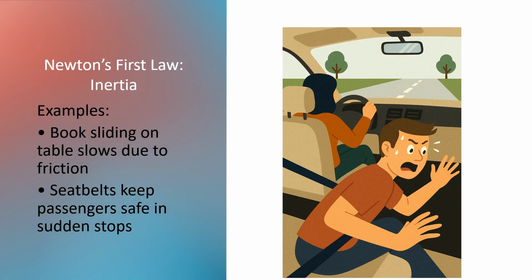An example of Newton's first law would be a book sliding on a table. As you push a book across the table, it's in motion, but the frictional force slows it down. So the inertia keeps it moving, but the frictional force slows it down. When you're in a car and you slam on the brakes for a sudden stop, you lunge forward, but the seatbelt pulls you back. So that's your inertia moving you forward. You're continuing in motion until the seatbelt has a force acting upon you to slow you down.